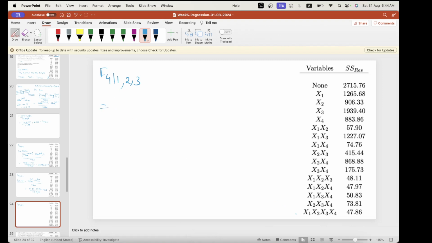Right, and then again if I do f4 given 1 2 3, this would be f1 2 3, 48.11 minus 47.86 by 47.86 by 8. So this is 0.0417.